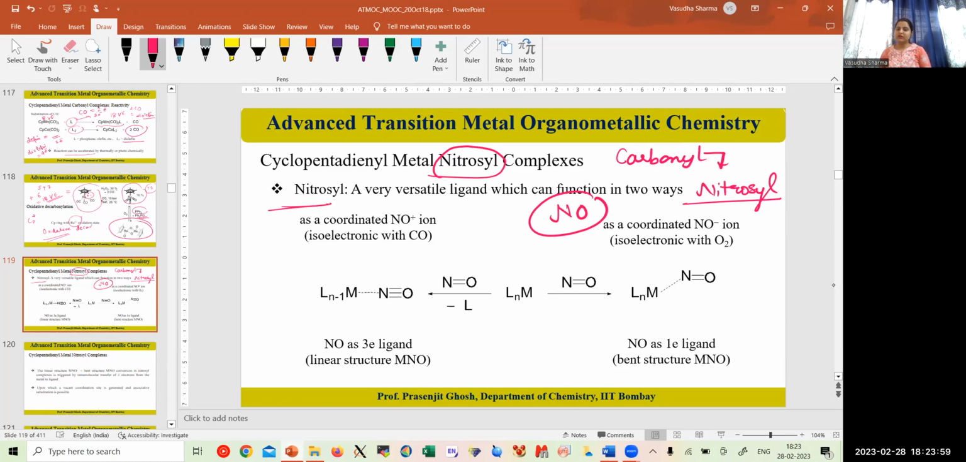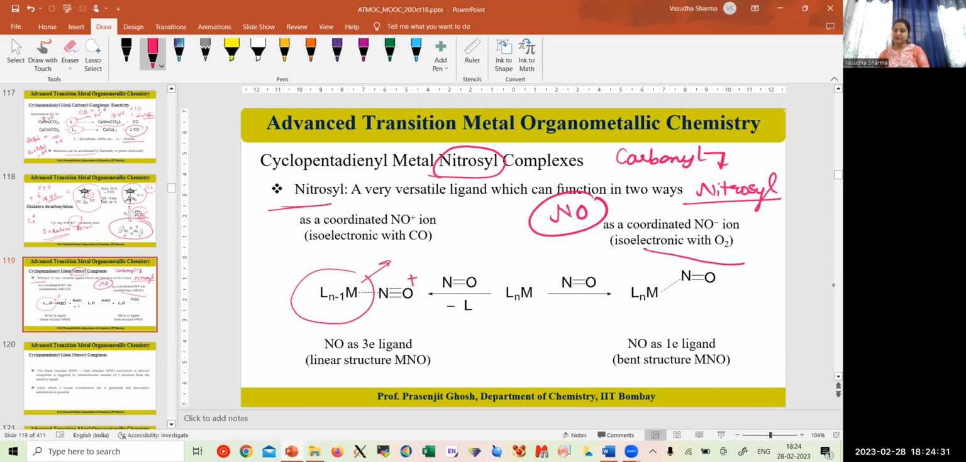It can coordinate as NO positive, isoelectronic with carbonyl, that means a two electron species, or it can be coordinated as NO negative, which is isoelectronic with oxygen. So here, if you see, nitrogen is bonded with oxygen, which is having a positive charge. So this is making three bonds, and therefore this becomes a negative position. The metal becomes negative as it is giving the electrons to it.